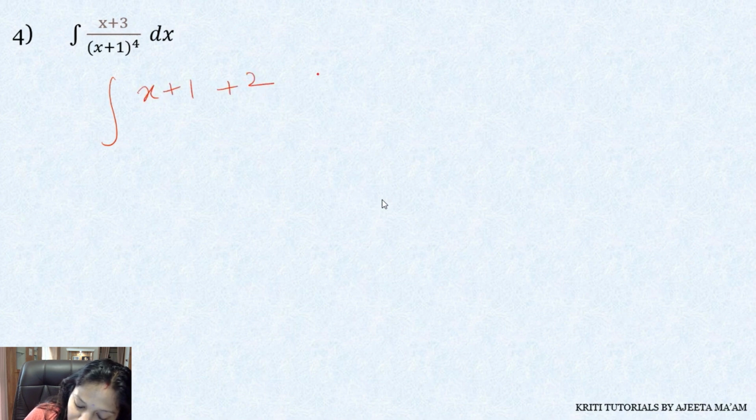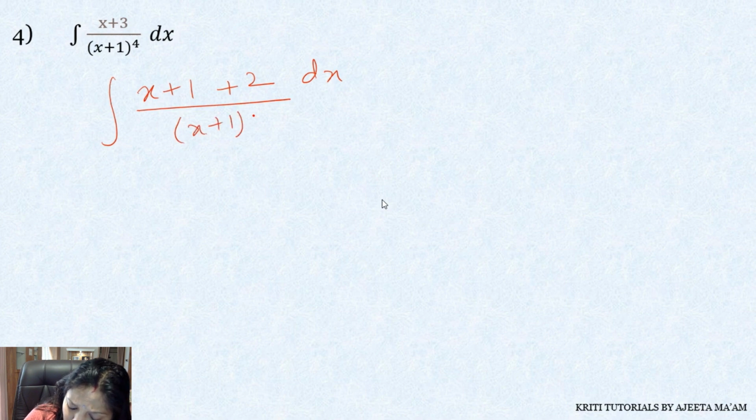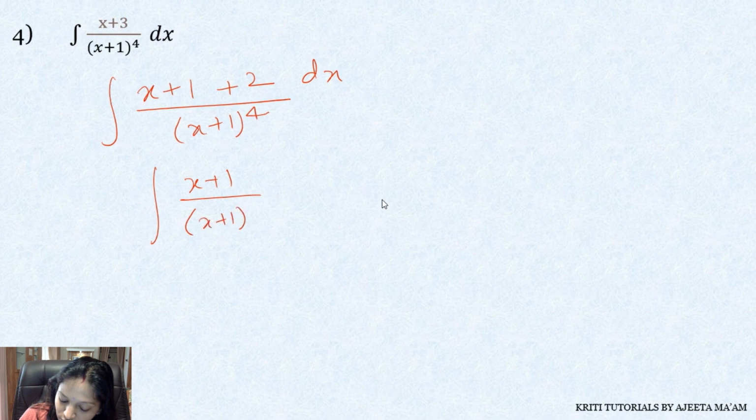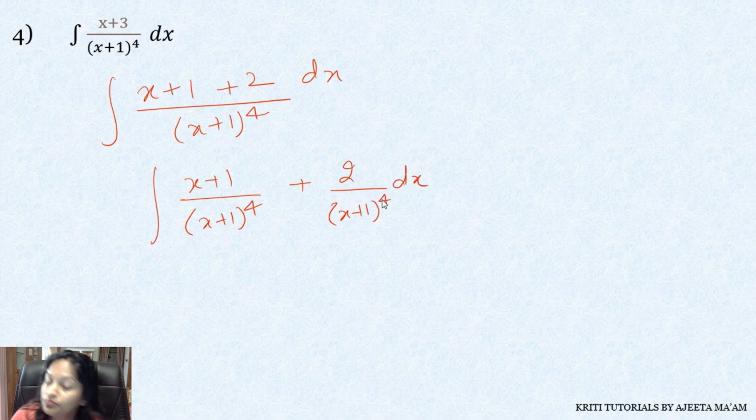See, we can write it like this. But why are we doing it? We are doing it so that we get simpler terms on separating the denominator. So now we get x plus 1 here and x plus 1 raised to 4 here, and here we get 2 upon x plus 1 raised to 4. Just see, now it's simple for you. What I did, I simply split 3 into two numbers, 1 and 2.